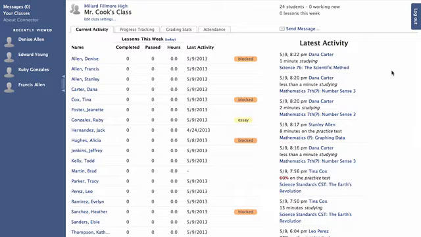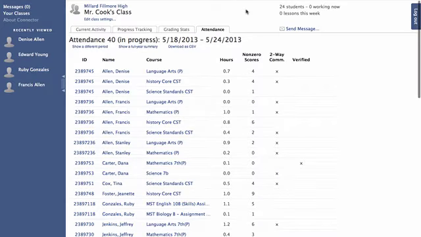So I've logged into the system as a teacher, Mr. Cook, and I'm looking at my class, and then if I click on attendance, I see this week's attendance data for each student in each course.